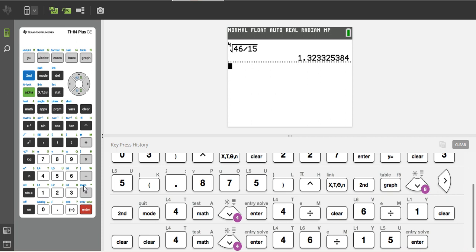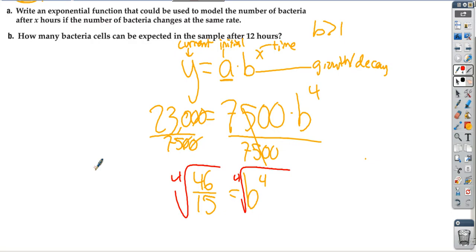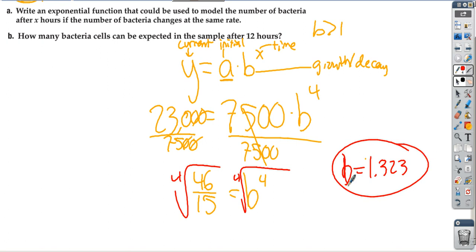So we get 1.323, and it's usually a good idea to have 2 or 3 decimal places. So b is equal to this right here, and that is growth because that number is bigger than 1. So our equation would be this. We have to have a y in it, and we have to have an x in it. This number is what we started with, and this number is the growth factor. Okay, so there's our equation.